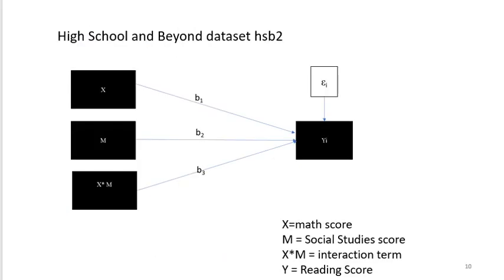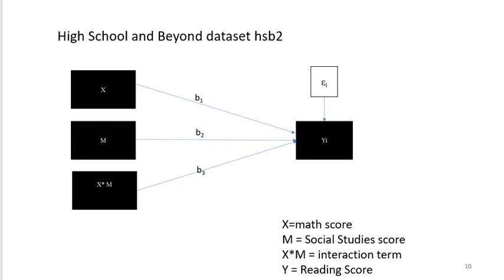Now we're going to use a data set from the IES called the High School and Beyond data set. It's called HSB2. This is not a complete data set, it's just a sample from it. It contains test scores for students and also contains student demographic information.